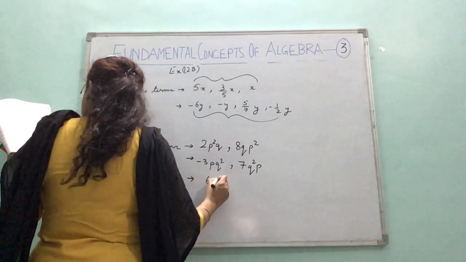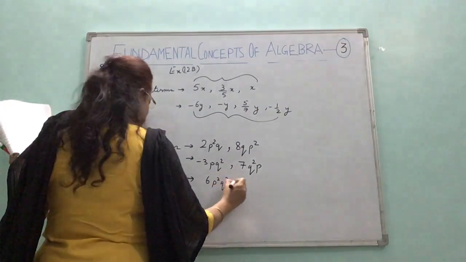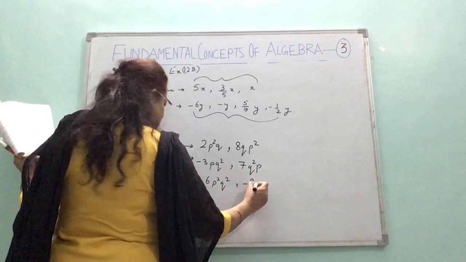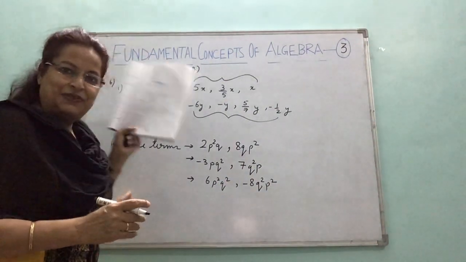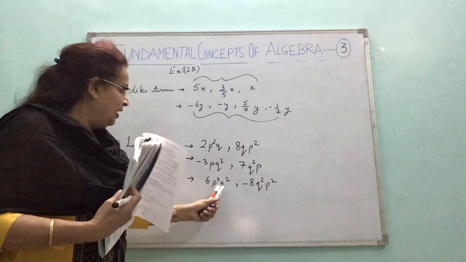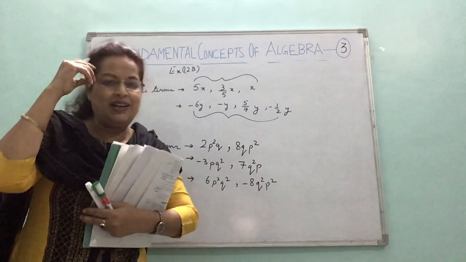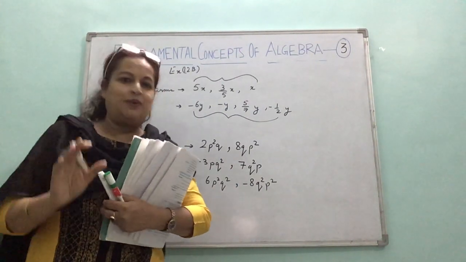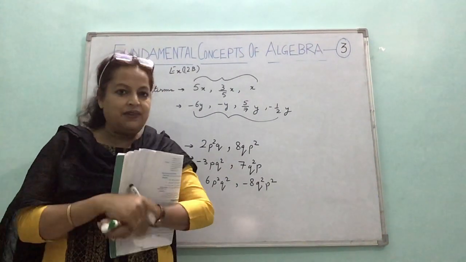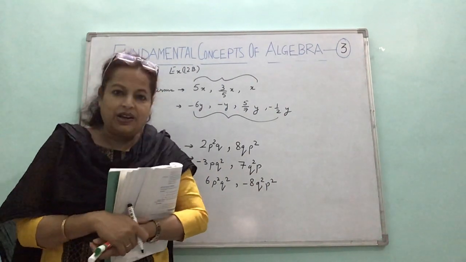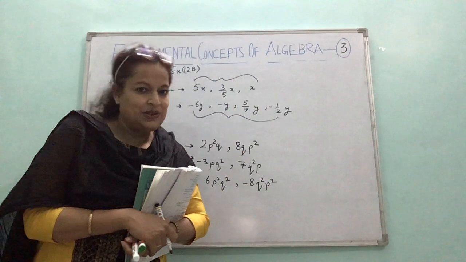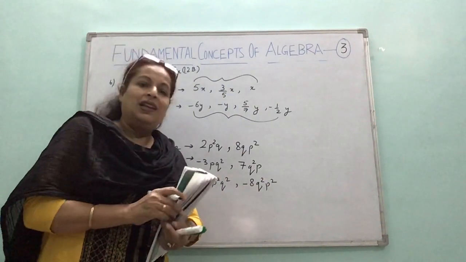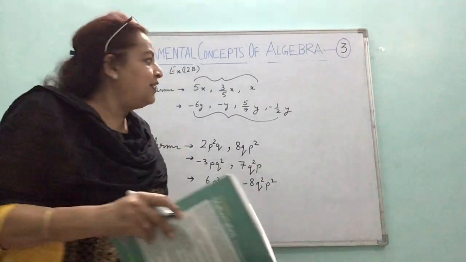And the third line, 6 p square q square, and we have minus 8 q square p square. Order is different. Now this part is teaching you that even if order is different, they are like terms. If the alphabet part is same, order can be different if they are multiplying each other or dividing also for that matter. Then they are like terms. Now this is clear.